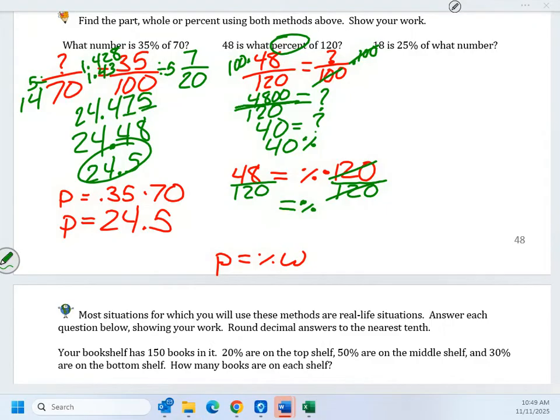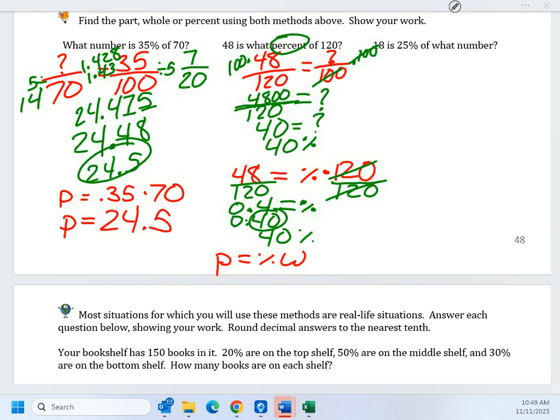What did you get, Grace? 0.4. How do I convert that to a percentage? Joe? Add a 0. So we convert our decimal to the percentage, always making sure our final answer is a percent. 0.4 is different than 40%. If we're looking for that percent, you convert it to a percentage.